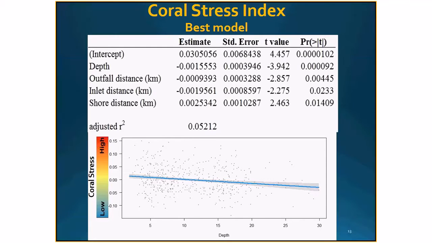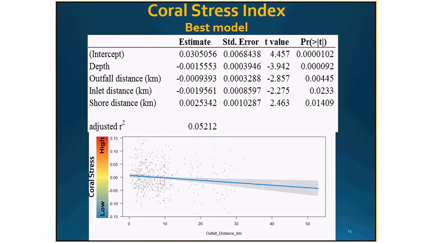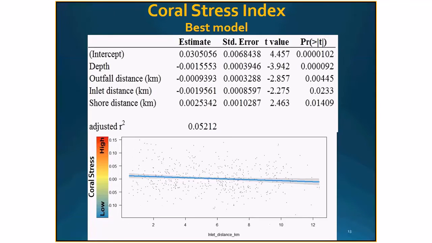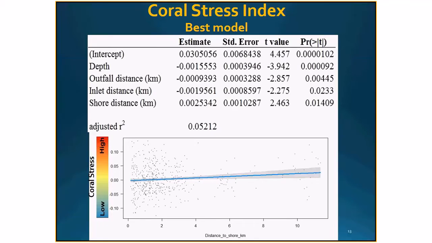This is, again, throughout this entire region. This is saying the further they get away from outfalls, the less stressed they are. The further they get away from an inlet, the less stressed they are. And the further they are from shore, the more stressed they are. This one is kind of interesting to me, and I thought that at first too. I know you can't really see the point cloud very well. You can see a lot of them are sort of here in the middle, around 2 kilometers out.